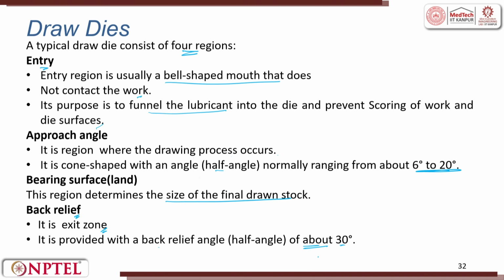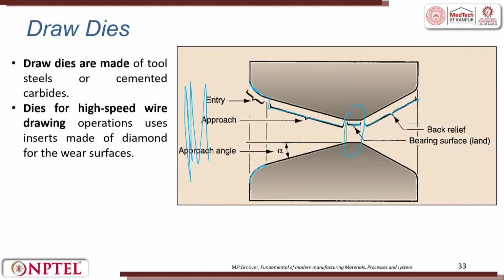So that when it comes out from there, it is getting focused and then it is coiled. So the approach angle, bearing surface and back relief are all important. Entry is for lubrication and also to reduce the vibration. The draw dies are made out of tool steel and cemented carbide. The die for high speed wire operation uses inserts made out of diamond for wear resistance.